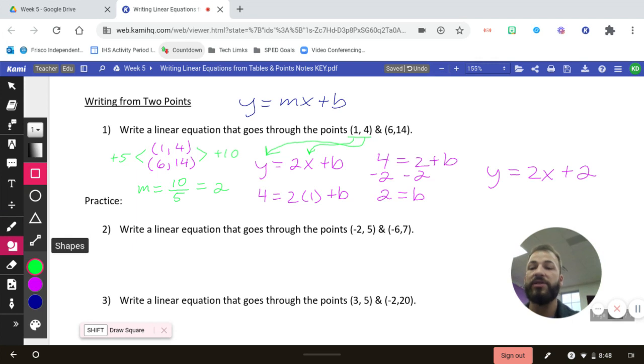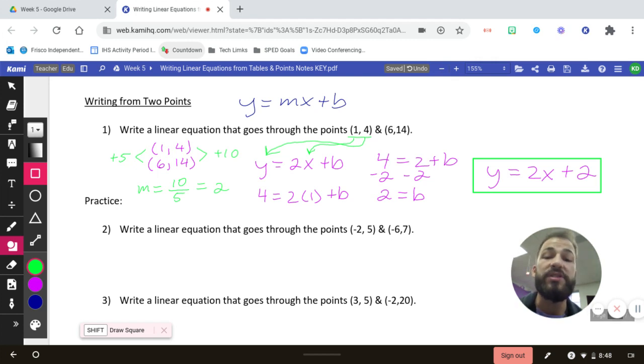And that is writing a linear equation given 2 points. So it's always going to repeat that same process. Solve for the slope first. Then once you solve for the slope, you're going to plug in one of your points to solve for b. Okay, let's practice it.